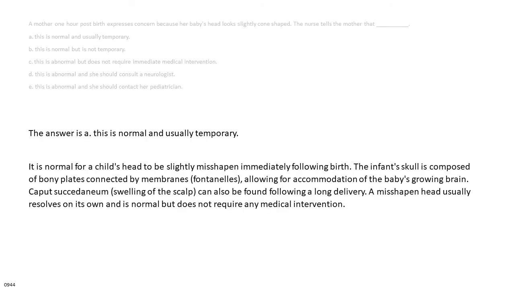The answer is A. This is normal and usually temporary. It is normal for a child's head to be slightly misshapen immediately following birth. The infant's skull is composed of bony plates connected by membranes, fontanelles, allowing for accommodation of the baby's growing brain. Caput succedaneum, swelling of the scalp, can also be found following a long delivery. A misshapen head usually resolves on its own and is normal but does not require any medical intervention.